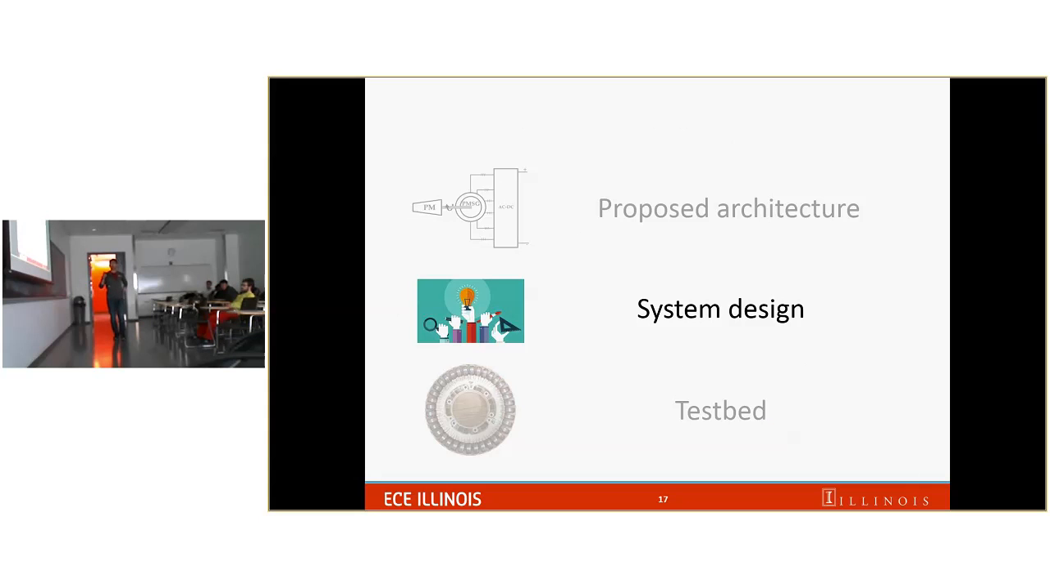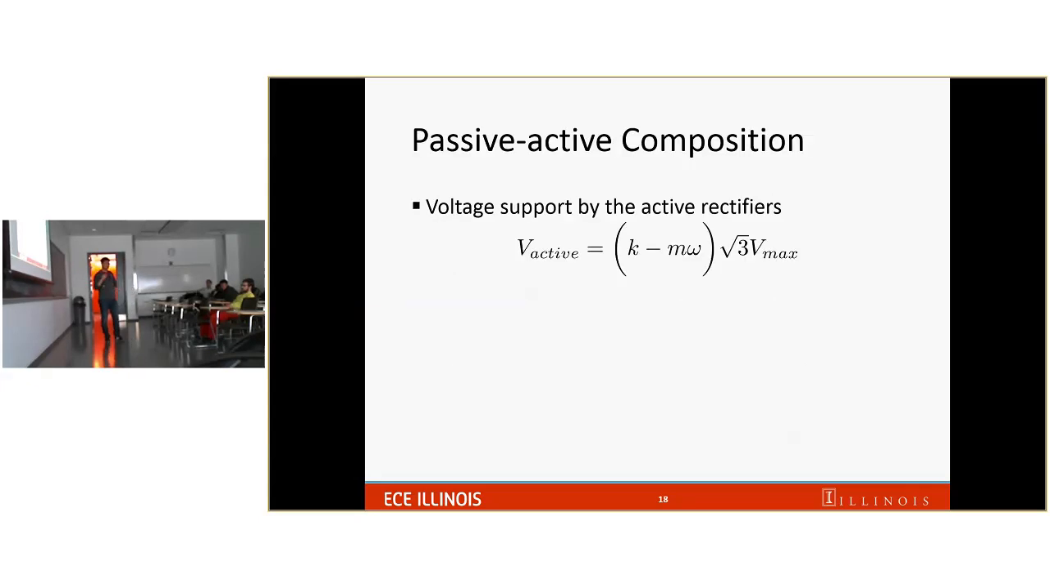So now we're talking about the design aspect of this system. So we have N active and M passive. How should we pick N and M? That is the question I'm answering in the system design. Picking N and M is simple when we see this equation. The way we pick M and N is to minimize the voltage support requirement on the active rectifier. And the voltage support required by the active rectifier will follow this equation, where K is the number of ports out of the generator we are having.